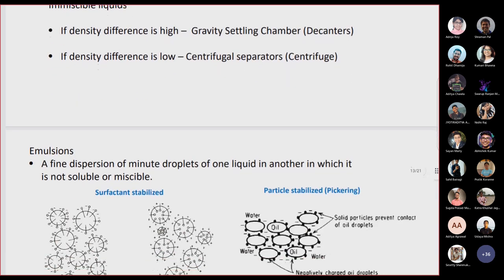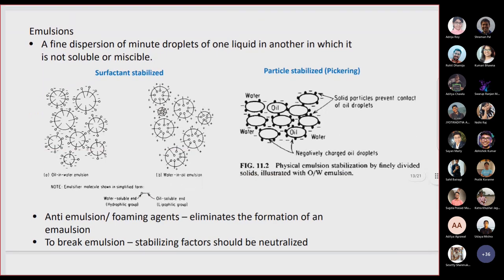Now, sometimes when we have these immiscible liquids, they often tend to form emulsions. Right? Like in the crude oil example I gave, when the crude oil comes from the reserves, it contains water and oil, but usually it comes in the form of an emulsion. How does it actually become an emulsion? What is an emulsion? A fine dispersion of minute droplets of one liquid in another immiscible liquid.